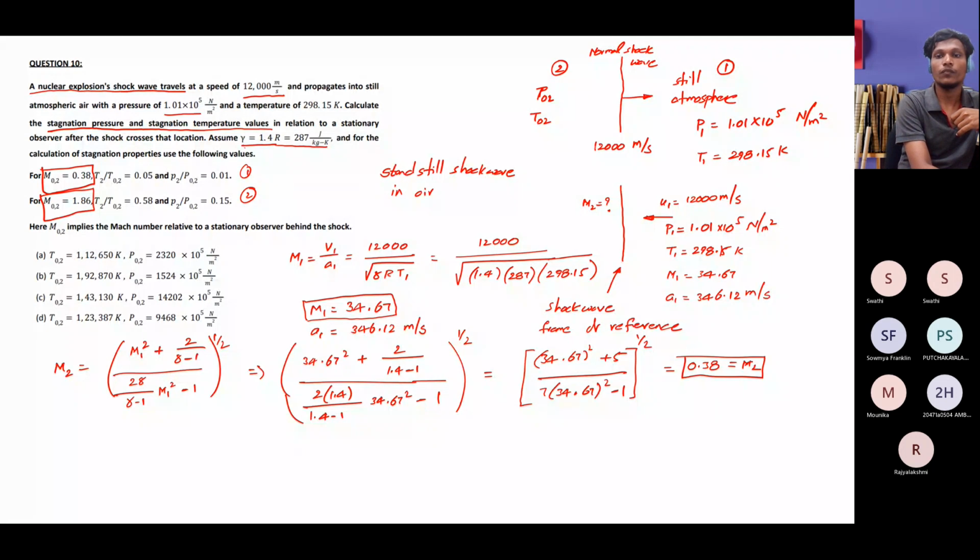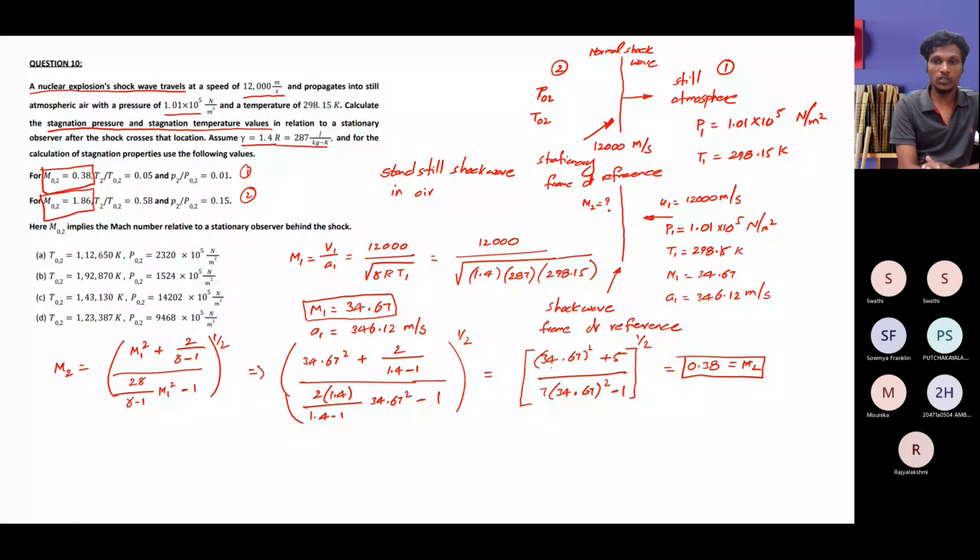Where this is the stationary frame of reference or inertial frame of reference. So these are the two frames we have here: the shockwave frame of reference and the stationary or inertial frame of reference. We should keep in mind that we are working in the shockwave frame of reference.